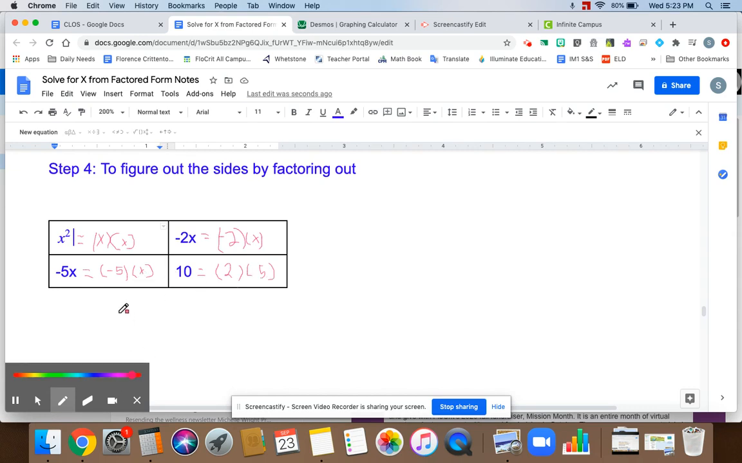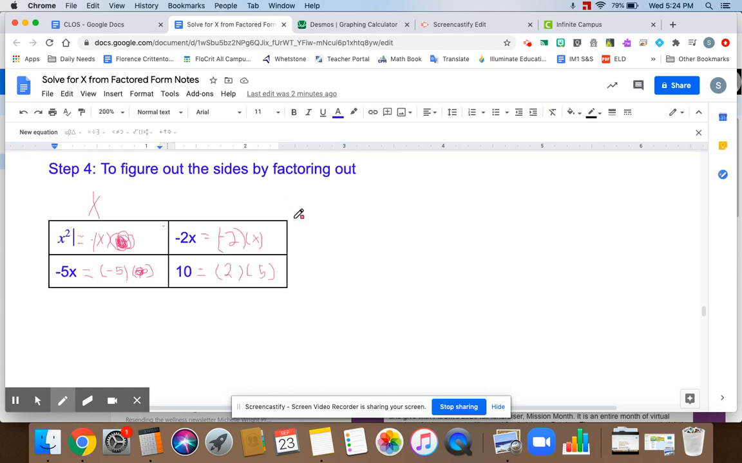So for greatest common factors, I'm going up and down. Is there a number in both of these? No, this one's -5 and that one doesn't have a number, or it's a 1, invisible 1. Is there a letter that's in both of these? They both have an x that I could factor out on top. So by doing that, it kind of gets rid of one of the x's from each of them.